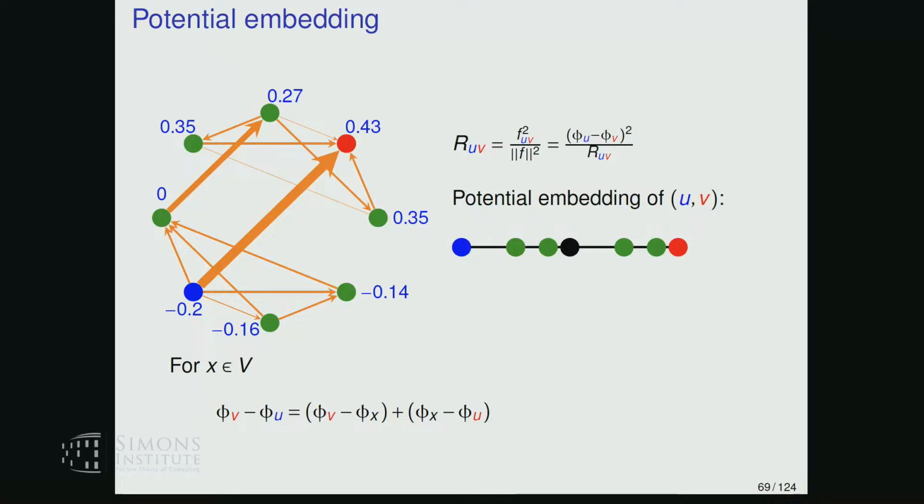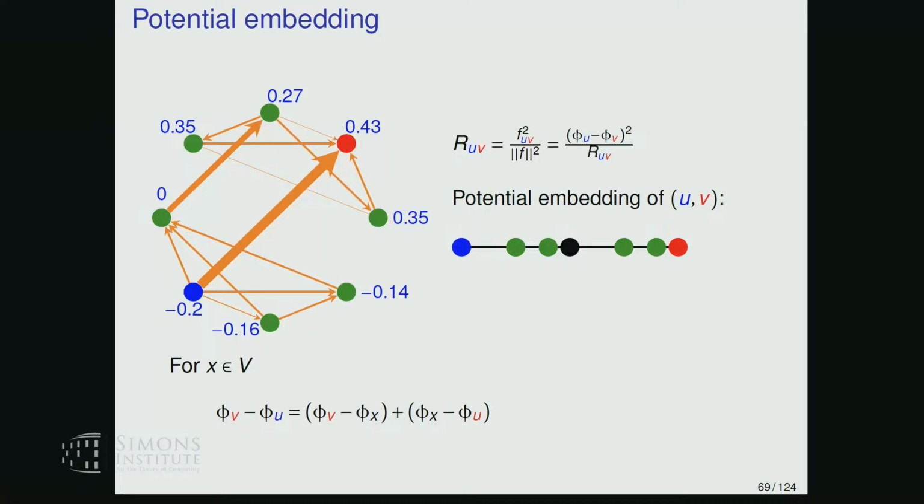Okay, good. So let's look at this expression again. Phi U minus phi V is sort of large, right? We start with the assumption that UV is a high effective resistance edge, so the potential difference between phi U and phi V is large. If we look at this potential embedding, we realize that for any vertex x, phi U minus phi V can be written as phi U minus phi x, plus phi x minus phi V. We can split the potential difference as from U to x, and then from x to V.